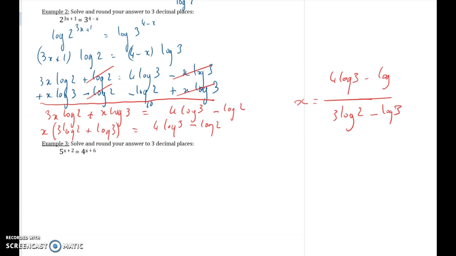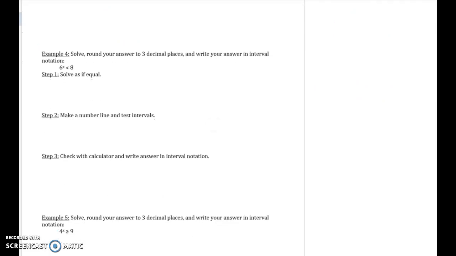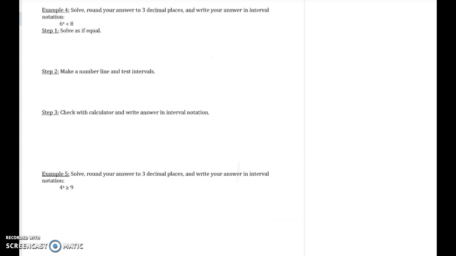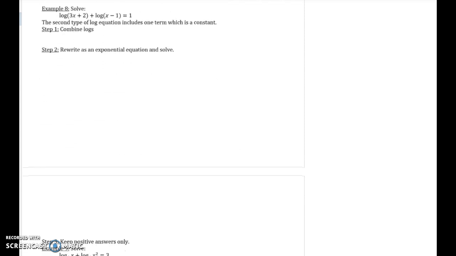I will let you do problem number 3 as well as problem number 4. Please remember, when you're doing problem number 4, first you need to make it equal, then you need to draw your number line, and when your number line is drawn, you are able to define 2 intervals where you're going to check whether the value of x you decide to take in each interval makes the inequality true. Example number 5, same idea. 6, 7, 8, they're all the same. They're all applying the rule of log.